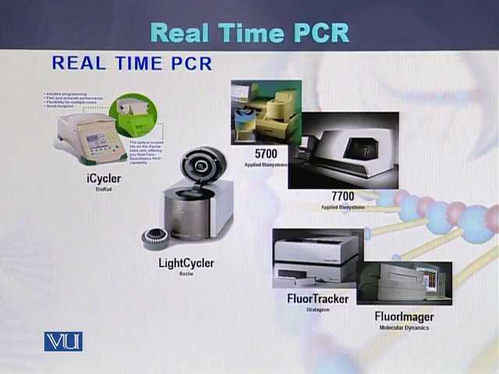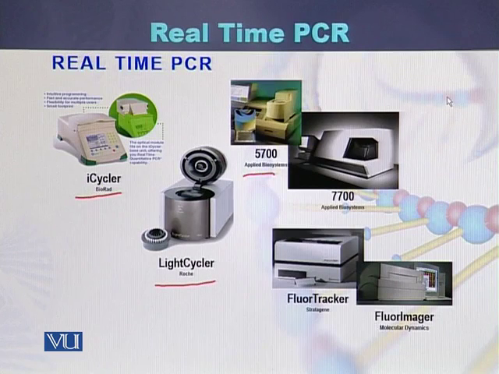So these are some of the real-time PCR machines. This is called the iCycler, which was manufactured by Bio-Rad. Here is a LightScanner by Roche, Applied Biosystems, Stratagene, and Molecular Dynamics. So these are some of the real-time PCR machines which are used to quantify the DNA.